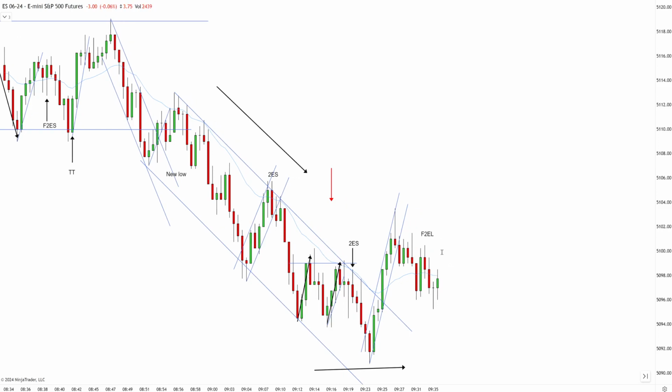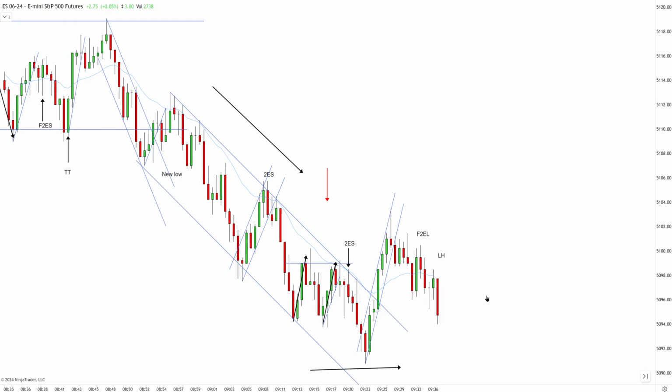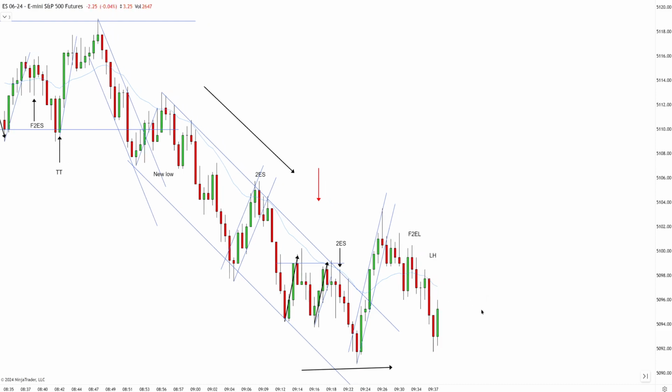And notice now we have lower high confirmation of the failed second entry long. This would have been a great confirmation, but my signal bar is bullish. I cannot sell below a bull bar, so unfortunately, I cannot take it. Almost, we tested a new extreme, not really.